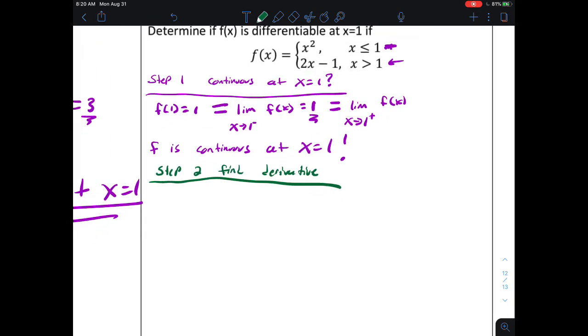So step 2 is we're going to try to find the derivative. Because it's defined as two separate functions around x is equal to 1, we're going to have to do this derivative limit twice. And we're going to use the fact that f prime of c is equal to the limit as x approaches c of f of x minus f of c over x minus c. So we're going to use that limit to determine if the derivative exists or not. So we're looking around 1. So f prime of 1.